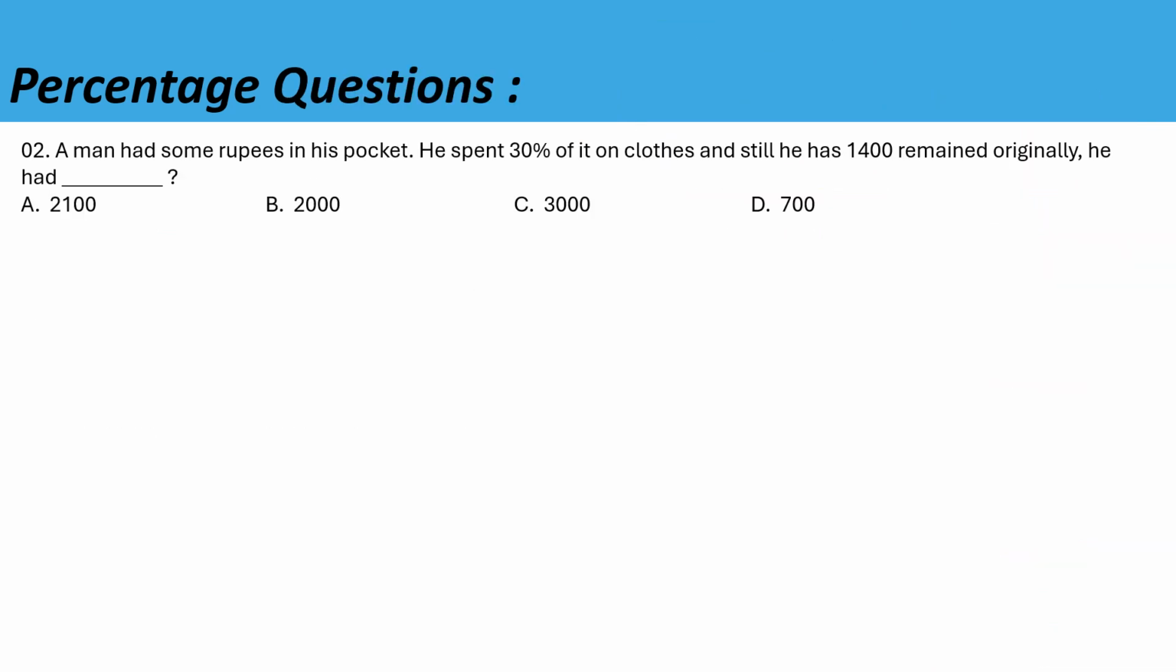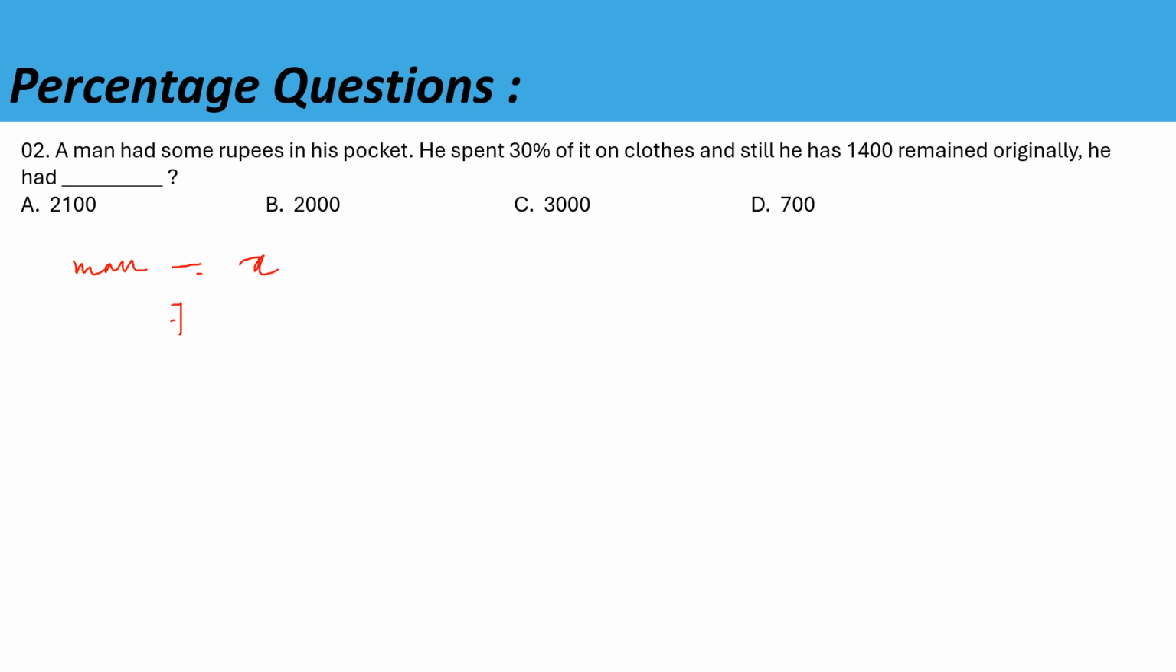Okay. Now let us discuss the percentage question number 2. A man had some rupees in his pocket and he spent 30% on clothes and still he has 1400 rupees remaining. Originally, how much money or amount did he have? So we have been given these 4 options. Suppose the man had X rupees. Okay, and he spent 30% only on the clothes. Hence the remaining amount would be 70% of X, right?